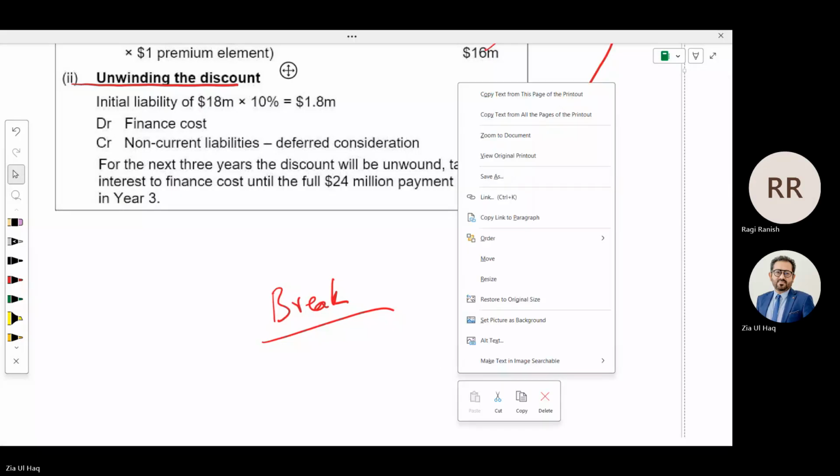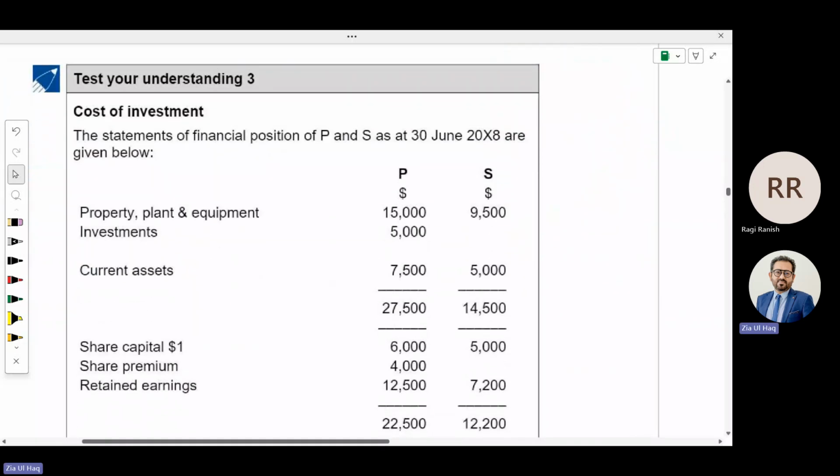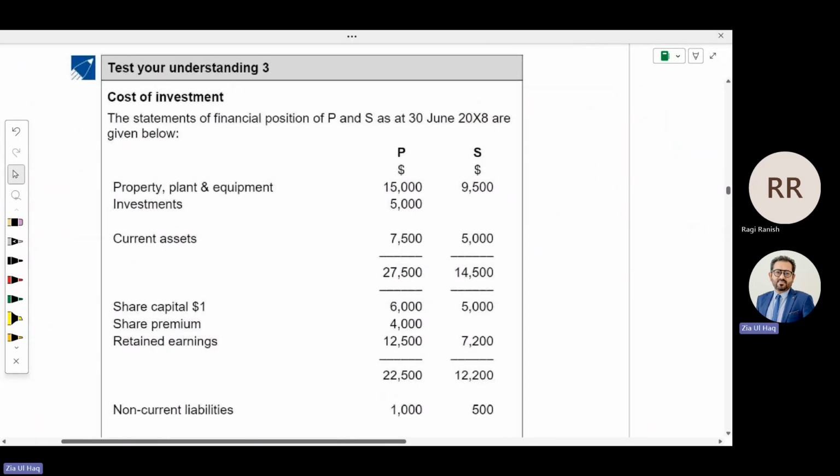Okay, financial reporting. Let's move forward. Test your understanding three.